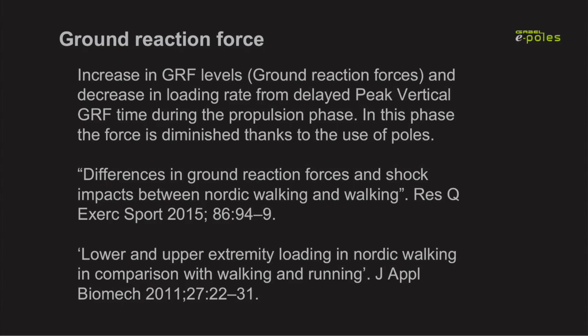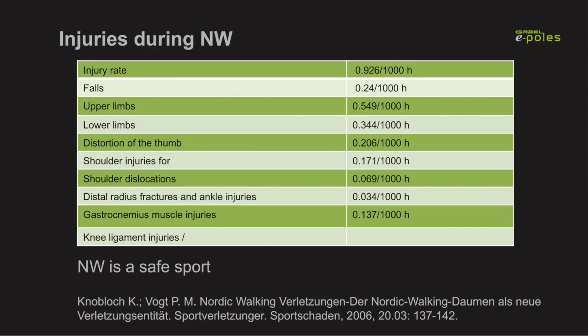To conclude this presentation on the benefits of Nordic walking, I would also show the results of some research on Nordic walking and the rate of injuries while practicing the activity. As you can see, the rate of injuries per 1,000 hours of sessions is extremely low. It also shows that the upper limb could be affected a little bit more than the lower limbs. For example, the thumb, the back, and the gastrocnemius muscle might be injured more often. Nevertheless, the lowest level of injuries can help us to consider it a very safe sport in comparison with other activities.